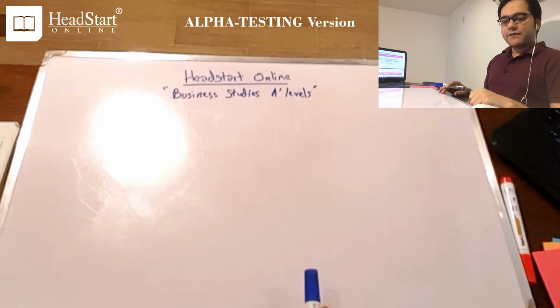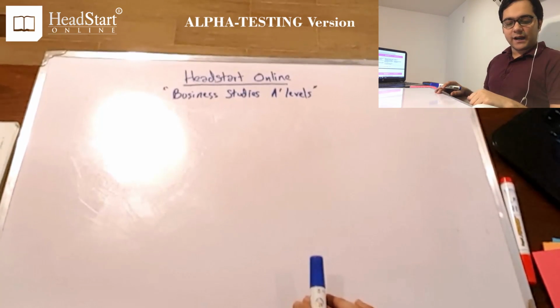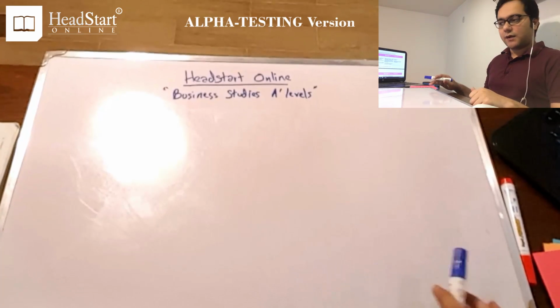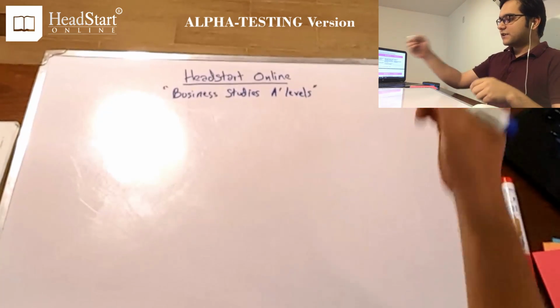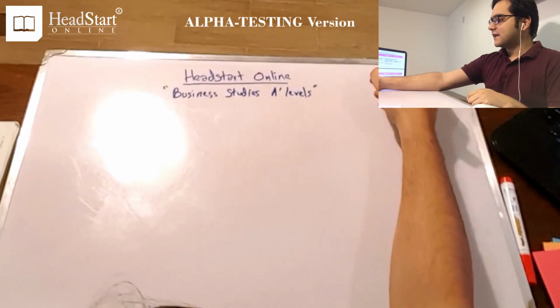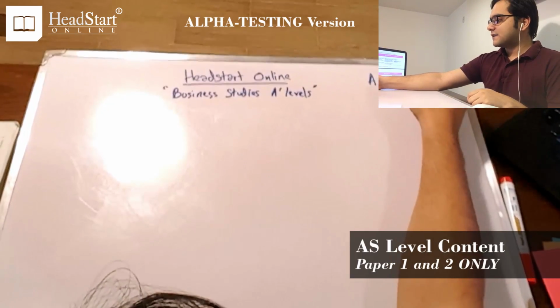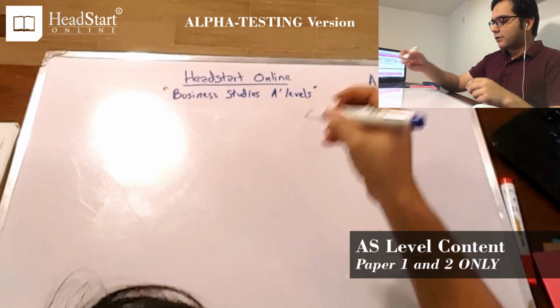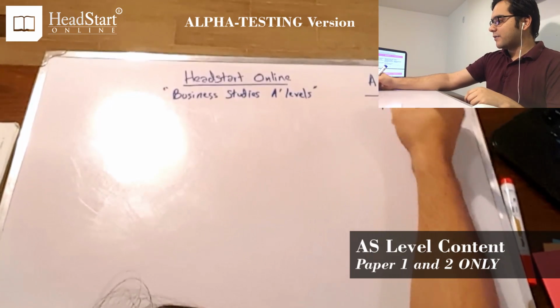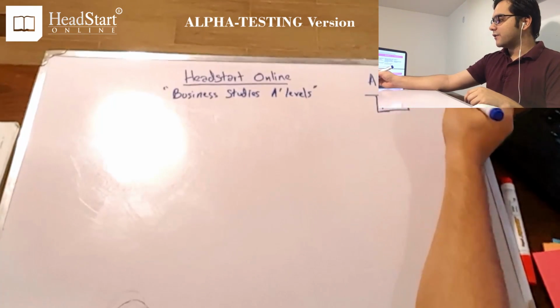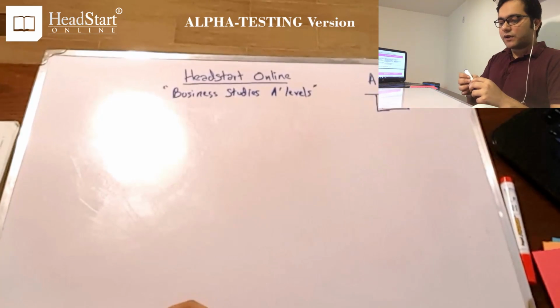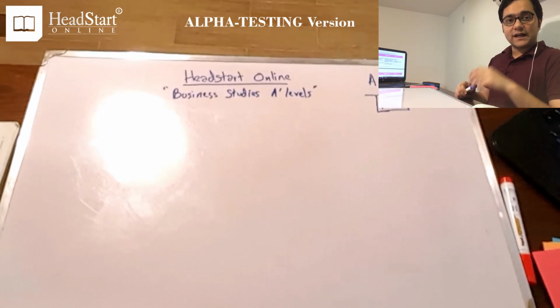Today we're going to take a dive into the first unit of Business Studies for A-Levels, which is Business and its Environment. Now, the first thing I'd like to mention is this is an AS level video. So if you're preparing for paper 1 and paper 2, you need to follow this video. If you're preparing for paper 3, there will be subsequent videos where I'll be mentioning that specifically.